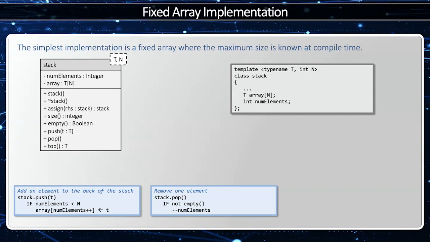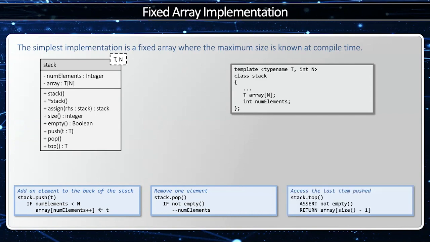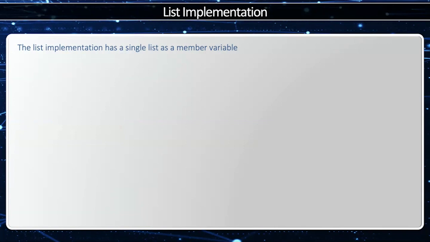And then finally, I'm going to have a top, which will retrieve an element. And I'm only going to do so if there's elements in my collection. Now, this is my fixed array implementation. Now let's take a look at the list implementation.